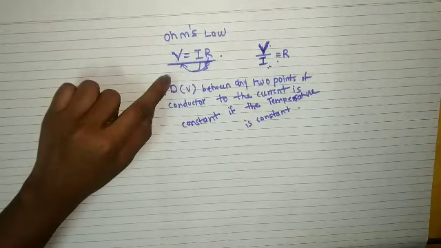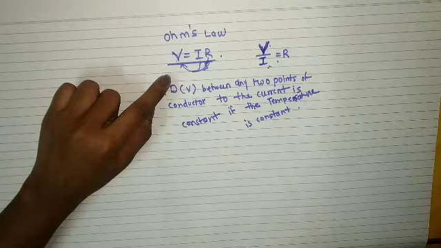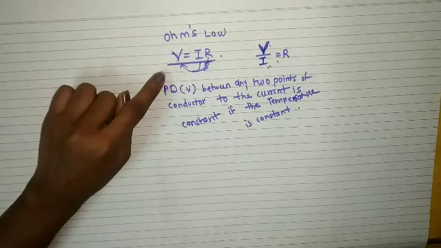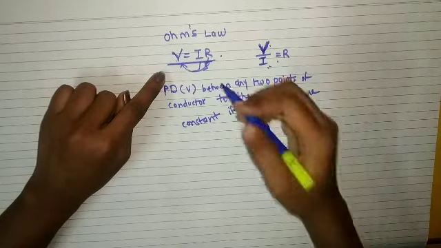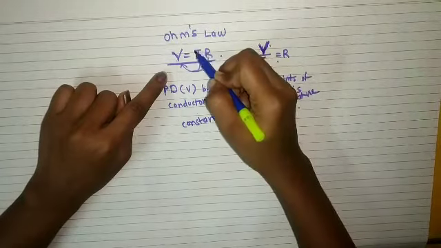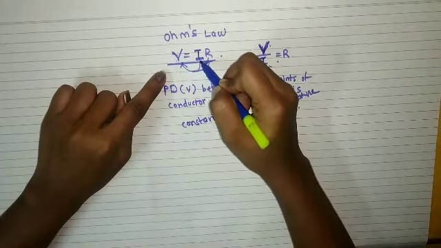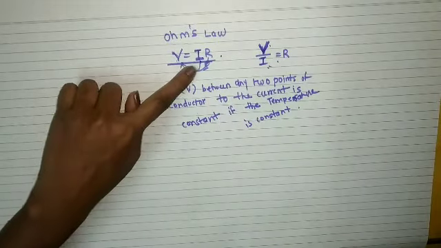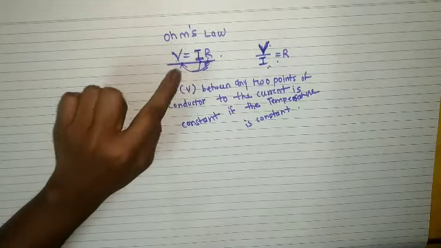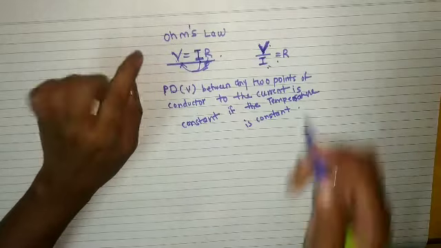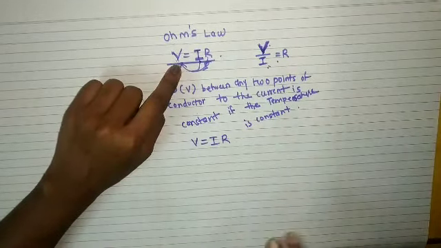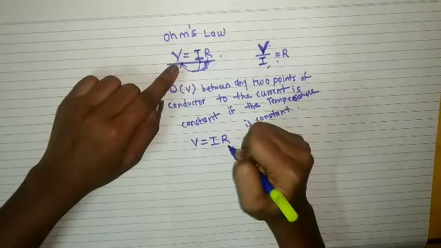The second definition states that the potential difference or voltage applied across the circuit or the two points is directly proportional to the current. From this you can understand voltage and current are directly proportional when the temperature is kept constant. So you have to remember V is equal to IR is Ohm's law. There will be examples of this Ohm's law.